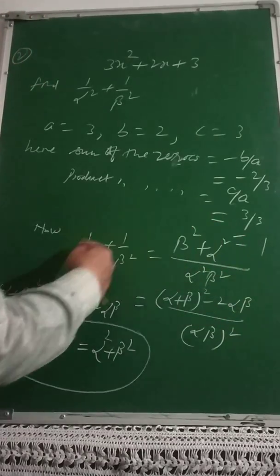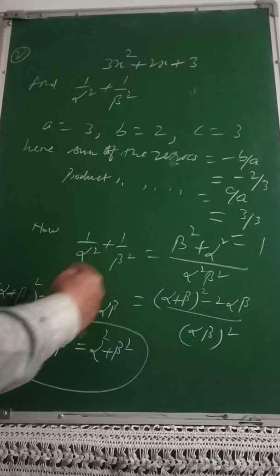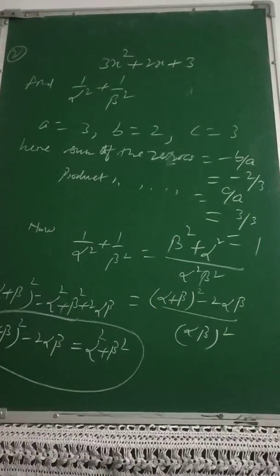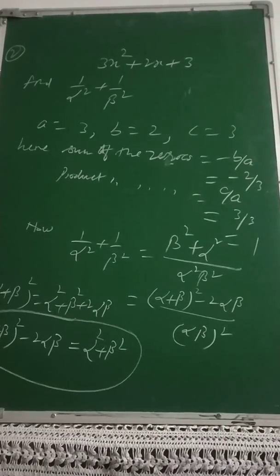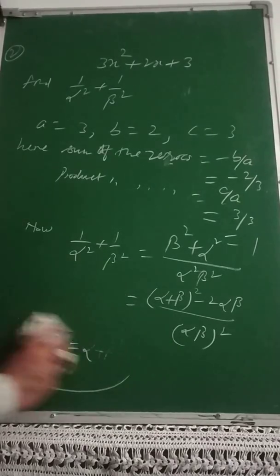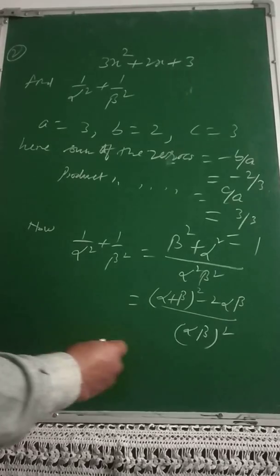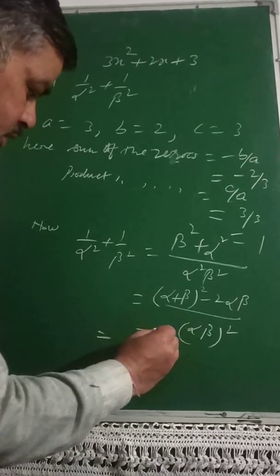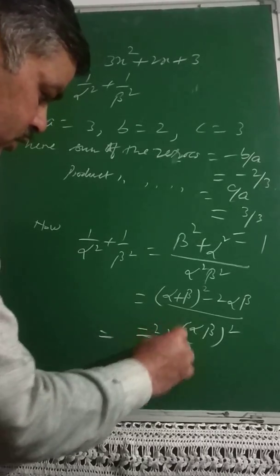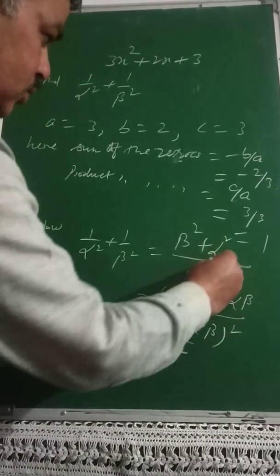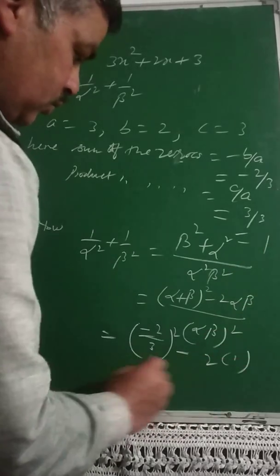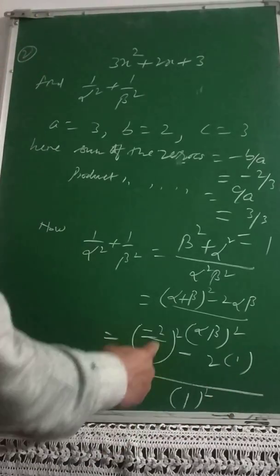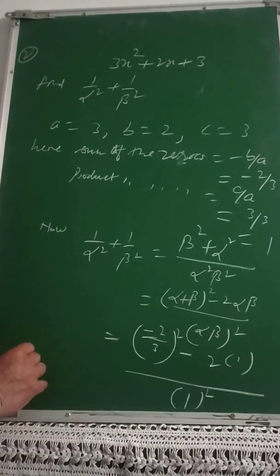So I have converted this. What do I need to calculate in terms of sum and product of the zeros? The values from the polynomial are already available with me, and directly by substituting these values here, as you said, alpha plus beta, the sum of the zeros, is what? Minus 2 upon 3, so I can write the whole square, minus 2 into alpha beta, which means minus 2 into 1, and the product is 1 square simply.